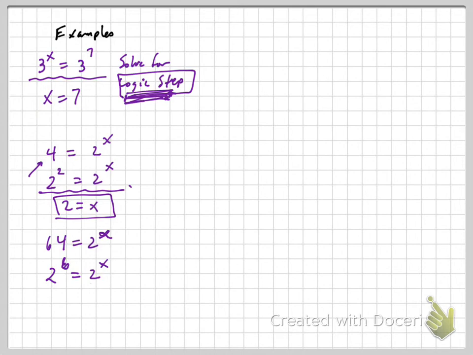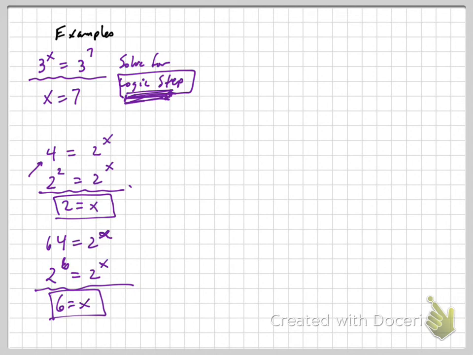Getting messages on my iPad I don't want to see. Because we have the same base, I know that 6 or x is equal to 6, and I've got my answer. So that's the key idea. You have to make it so it's the same base. And sometimes you have properties of exponents that you're going to have to worry about as well.